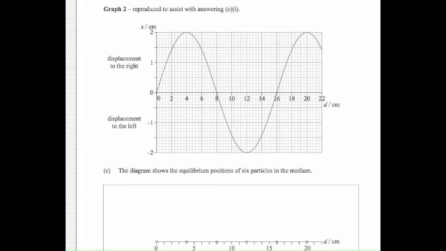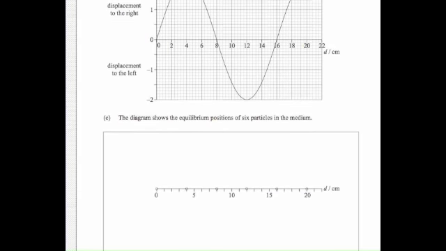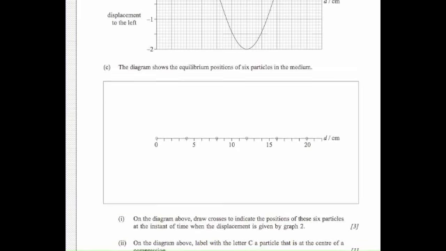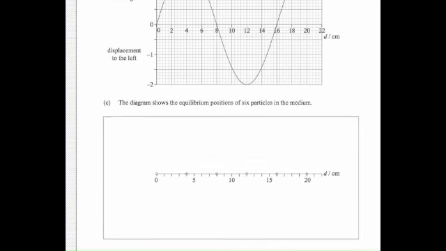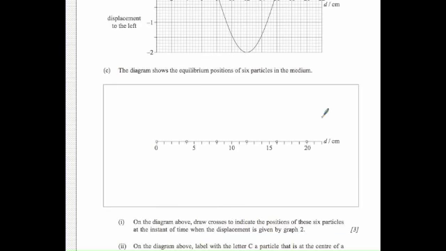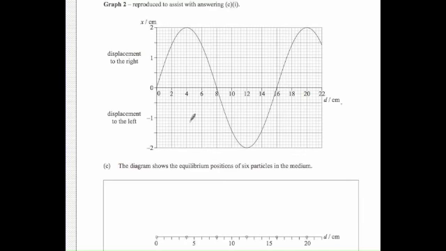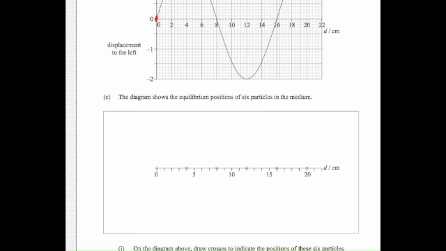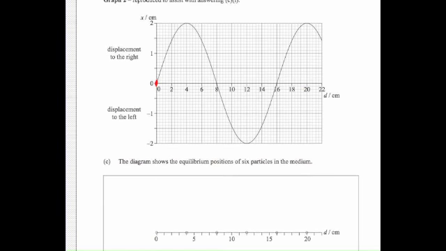Now here's graph 2 again to help us with the next part of the question. The second diagram here shows 6 particles in their equilibrium positions. And we want to show the positions of these particles when their displacement is as shown in the first graph. So, if we look at the first particle, on the graph we can see this one has 0 displacement. So 0 displacement is still going to be here. So we leave it there. And we're marking a cross on this position to indicate that it's still here.